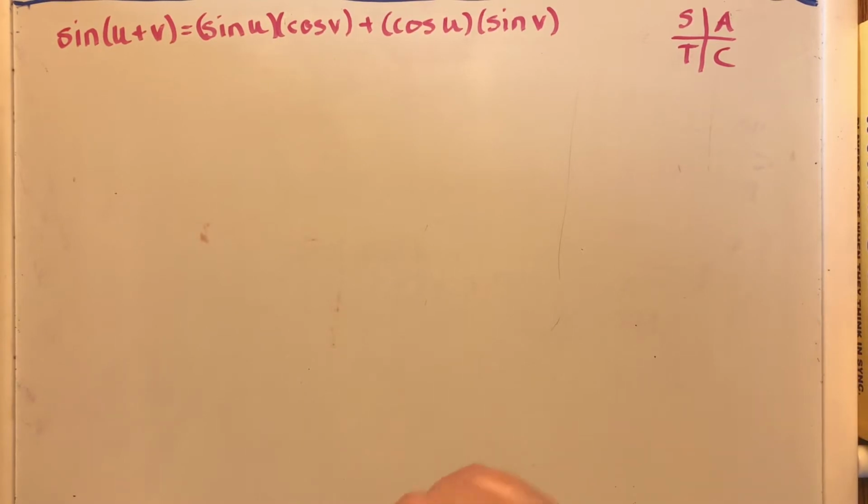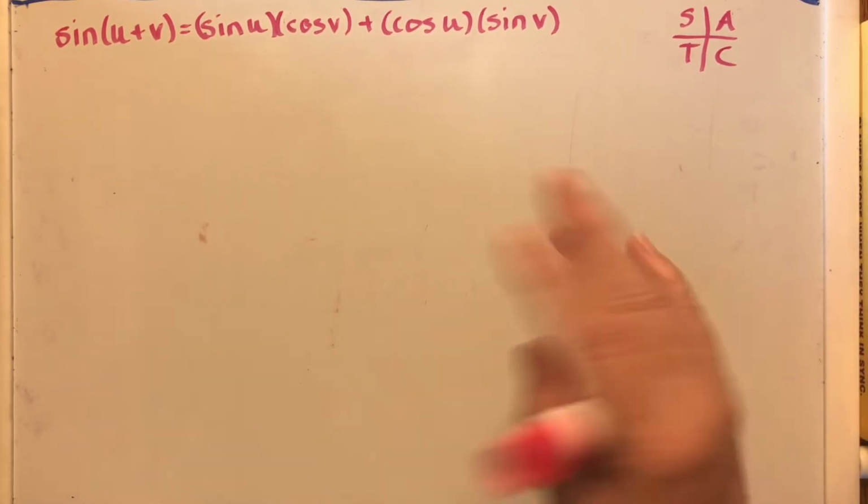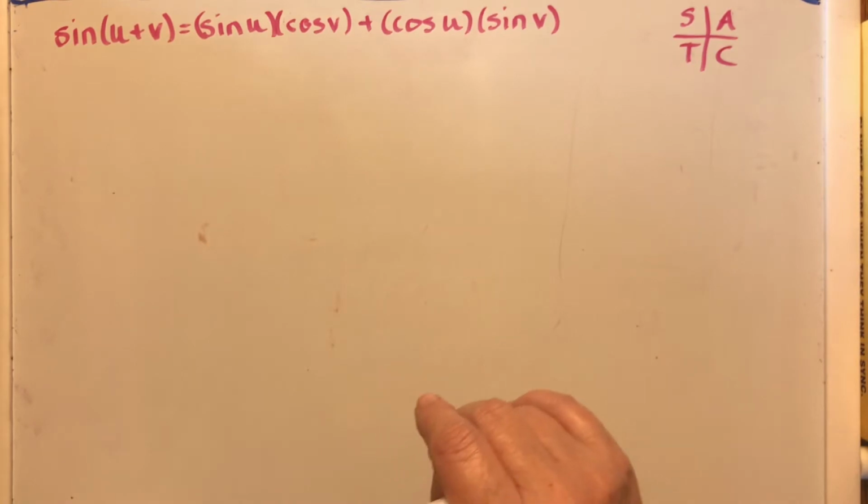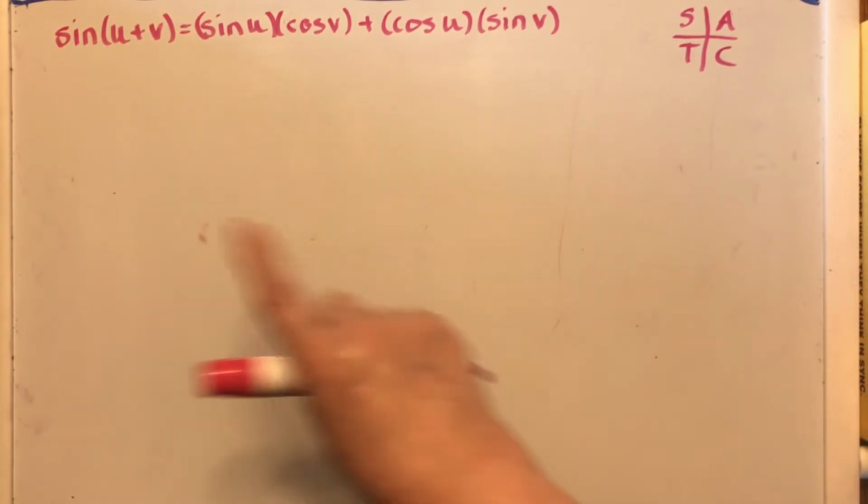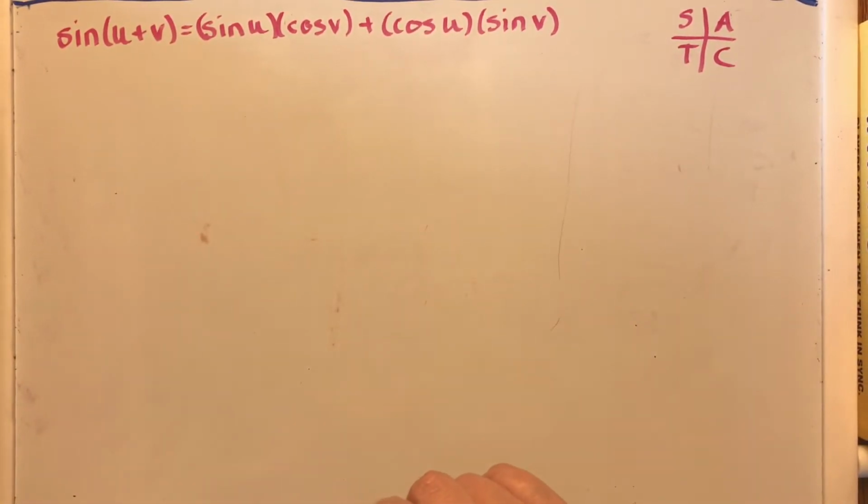I tend to not use them because u's and v's often can look the same. So I'll try really hard to make sure my u's have little monkey tails on them and my v's don't. All right, so here's our formula. Sine u plus v equals the sine of u, cosine v plus cosine u sine v.